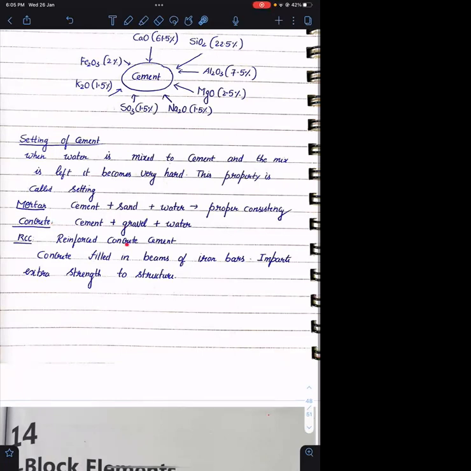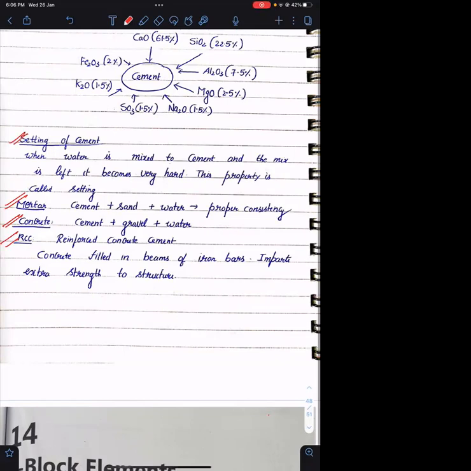RCC, reinforced cement concrete, is nothing but concrete filled around iron bars, which impart extra strength to the structure. That concrete will be filled around iron bars, which is called RCC. This is also asked: what is concrete, what is mortar, and what is RCC. Just remember whatever is written in the notes, that is enough.